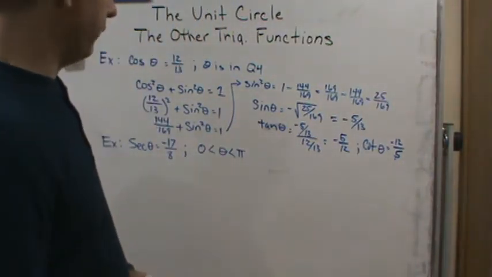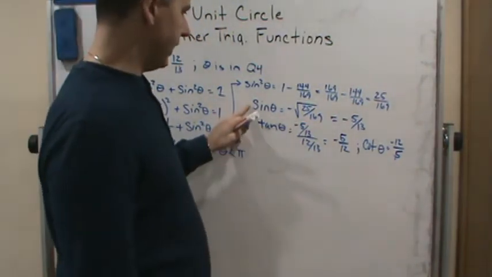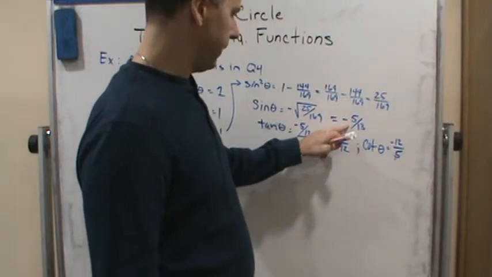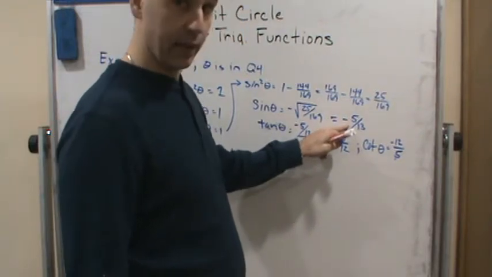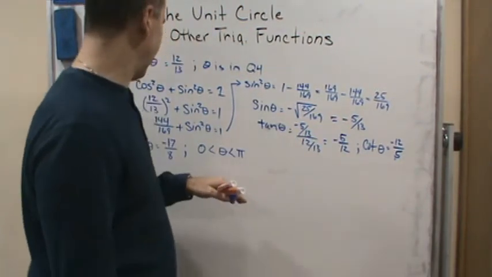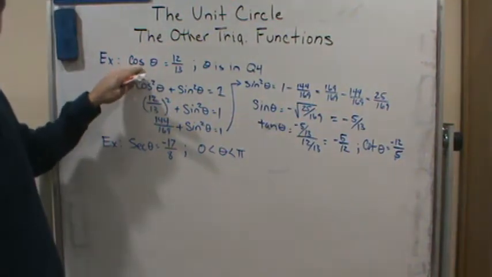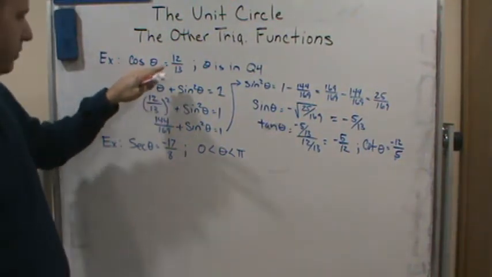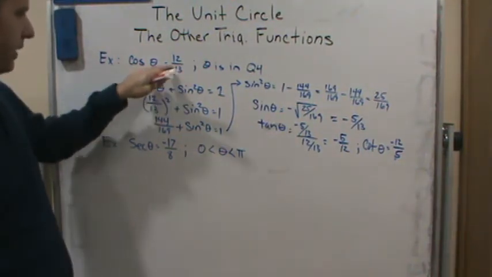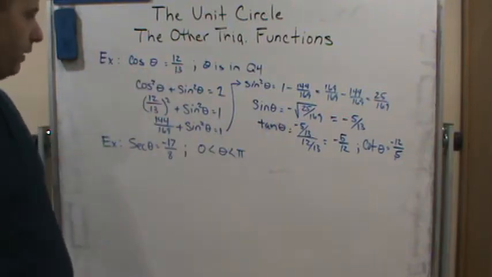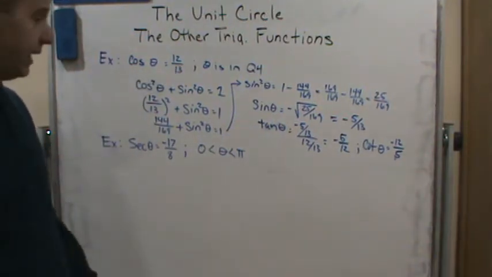Okay? And then, of course, cosecant is the reciprocal of negative 5/13, so that's going to be negative 13/5. And secant is the reciprocal of cosine, so that's going to be positive 13/12. And so that's it. That's how we get them.